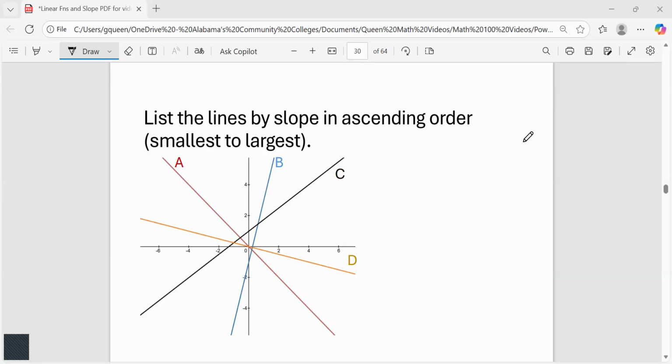Now, they ask us to list the lines by slope in ascending order. Now, ascending means from the smallest numeric slope to the largest numeric slope.